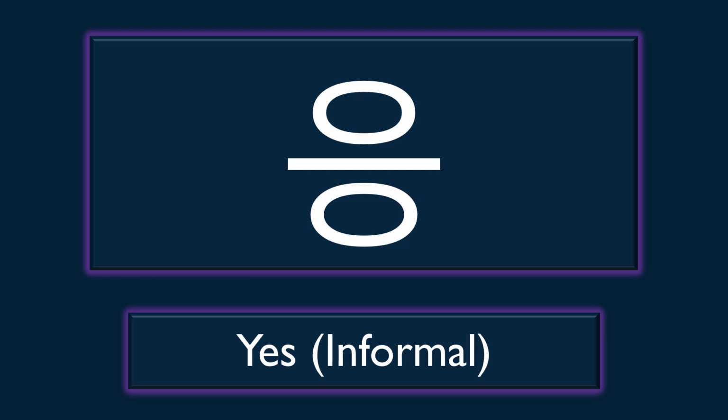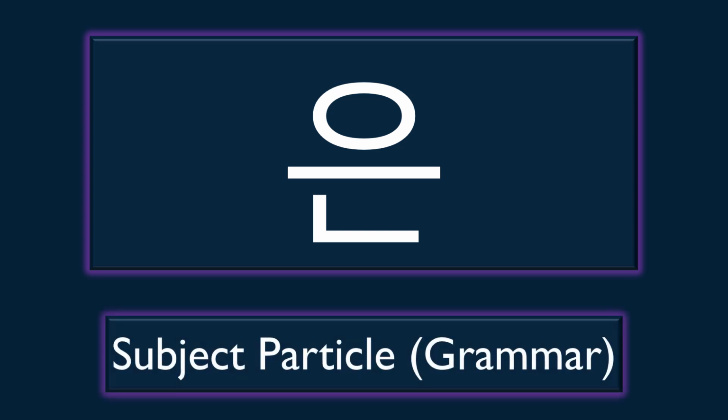Then, this another word. This is read as un. This is a grammar which is used to indicate the subject of the sentence. We will talk about this grammar later. One more time. Un, un, un.